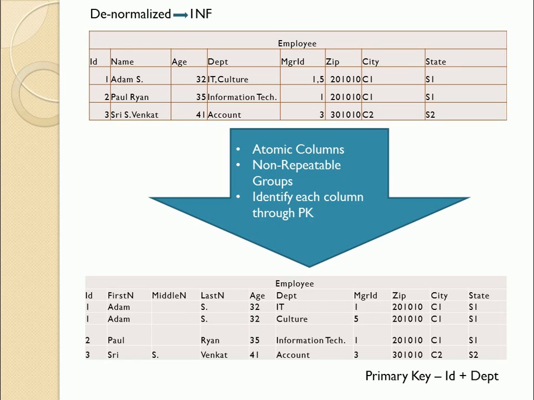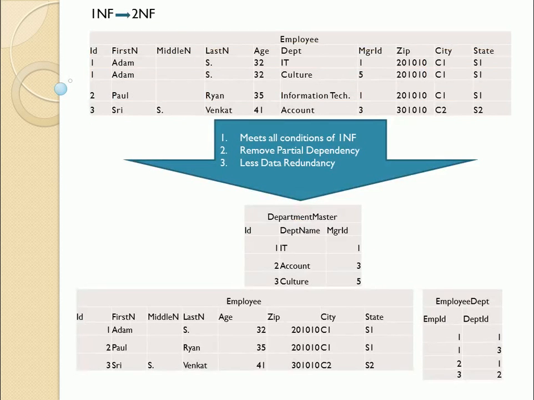Then in the second part of this series, we transformed it into first normal form. For a first normal form, we should have atomic columns, we should have non-repeatable column groups, and we should be able to identify each row through a primary key. Here in our first normal form table, we have a primary key of ID and department. In part third of the series, we transformed this first normal form table into a second normal form table, or second normal form set of tables.